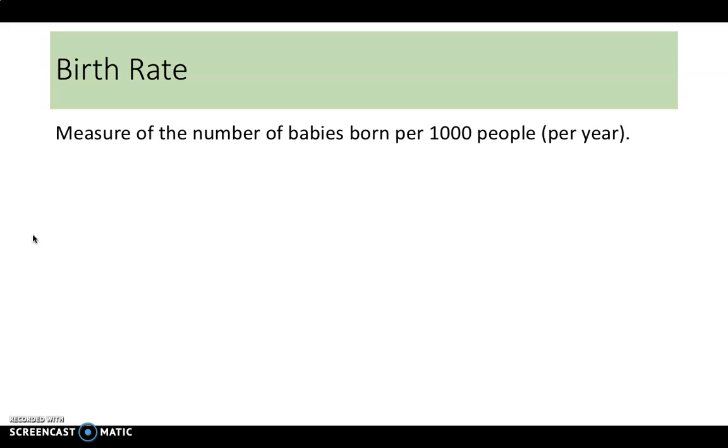And the first one we're going to do together is birth rate. So you can either pause this presentation and go through this a bit more slowly, or make notes as I go through it. So birth rate on a very simple level is the measure of the number of babies born per 1,000 people within a population, and it's measured annually, so per year.